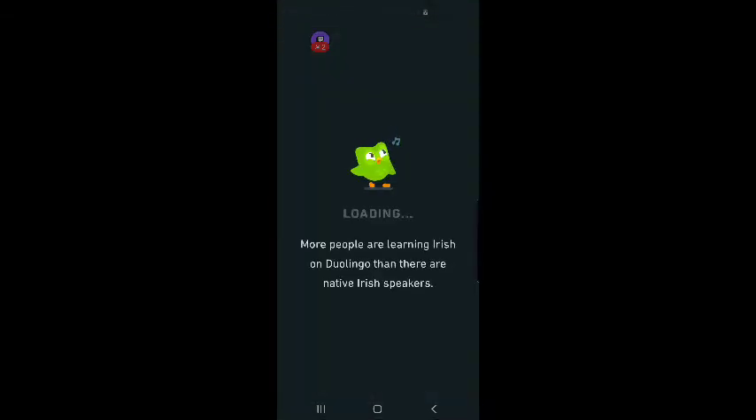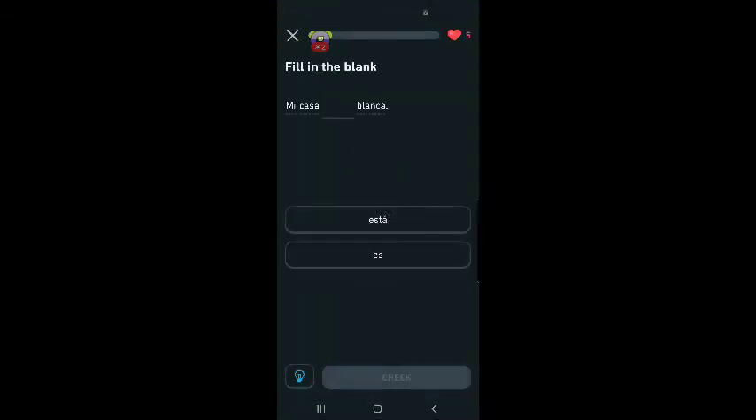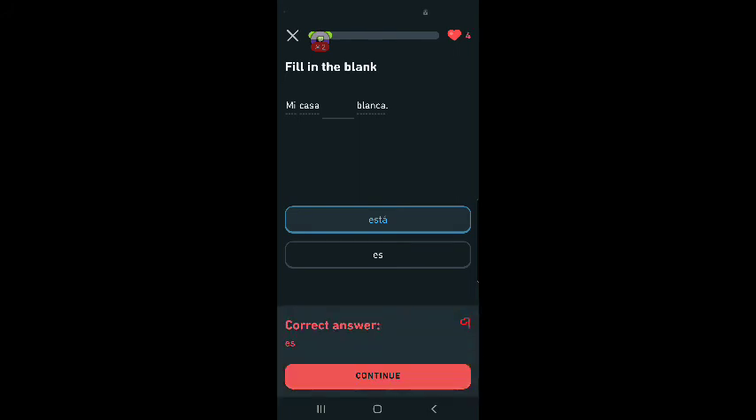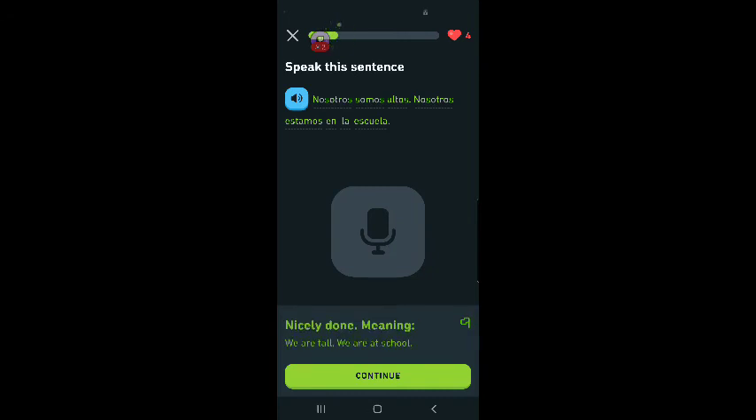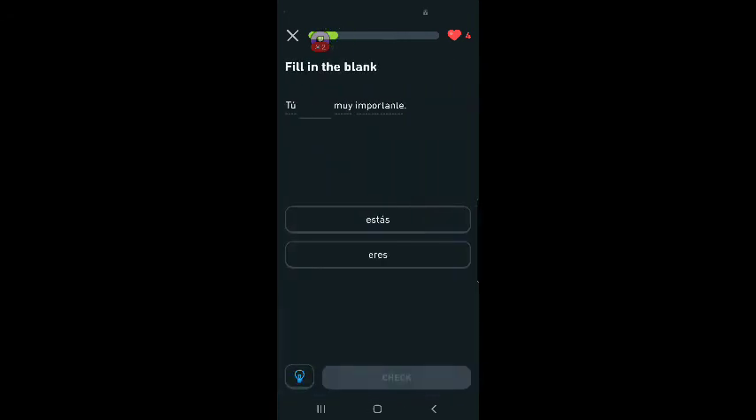No thanks. Mi casa está blanca. No, mi casa es blanca. Nosotros somos altos. Nosotros estamos en la escuela. Okay. We are tall. We are at school.